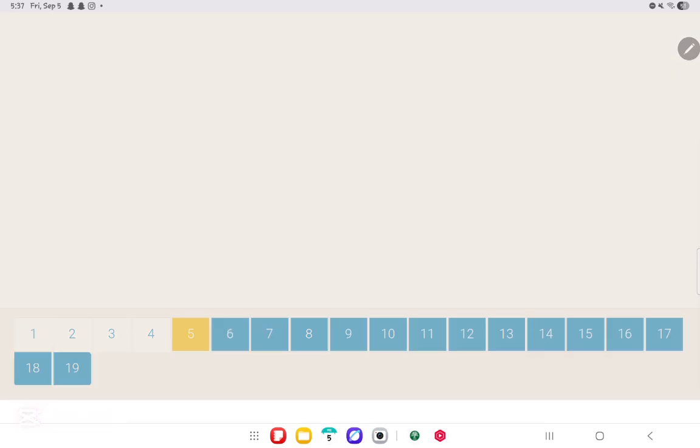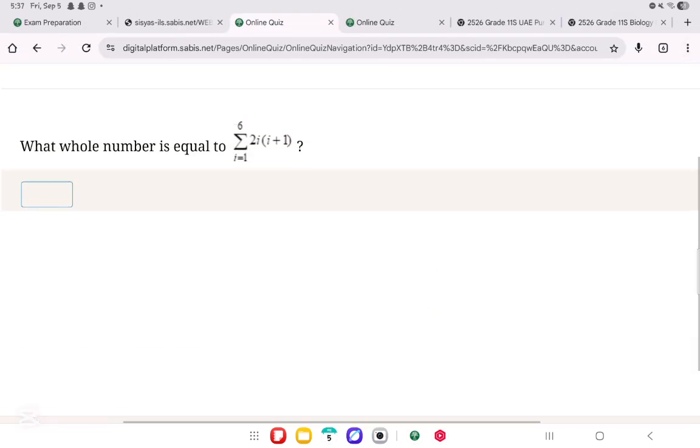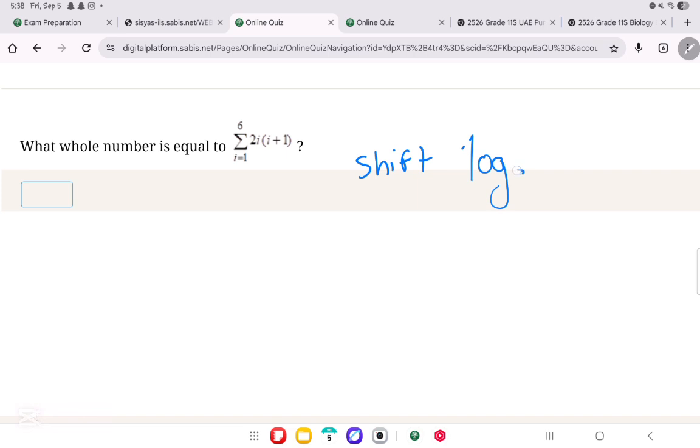Let's move on to question number 6. Question number 6 is pretty easy. You can do it on your calculator. On the calculator, I will just tell you: shift, log, this type of log, which is small and then big, like this. You will get the summation. On the top, you're supposed to put 6. On the bottom, you're supposed to put x is equal to 1.